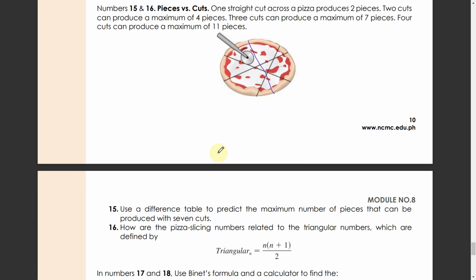So, the question is, use a difference table to predict the maximum number of pieces that can be produced with 7 cuts. Okay? We only have up to 4 cuts so far, so you will use a difference table to predict how many pieces you get with 7 cuts. Then, how many pizza slicing numbers are related to triangular numbers, which are defined by T of n equal to n times n plus 1 over 2.